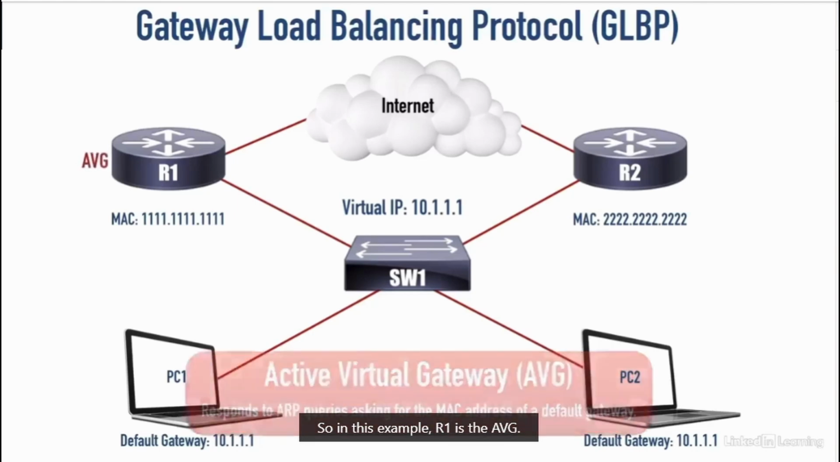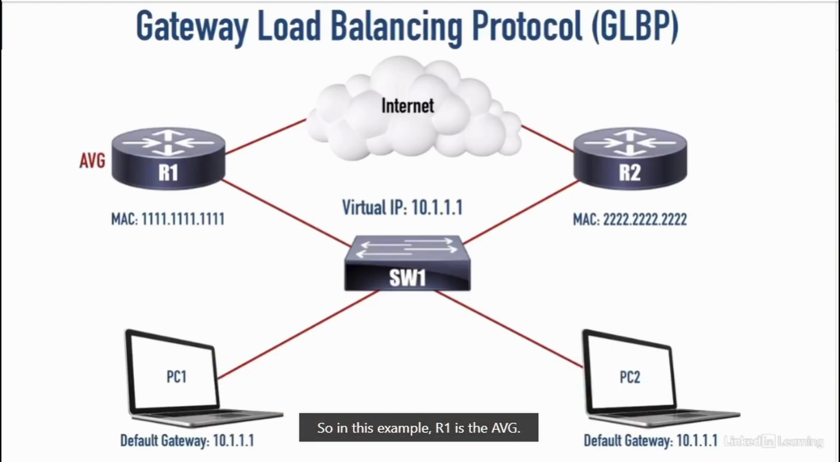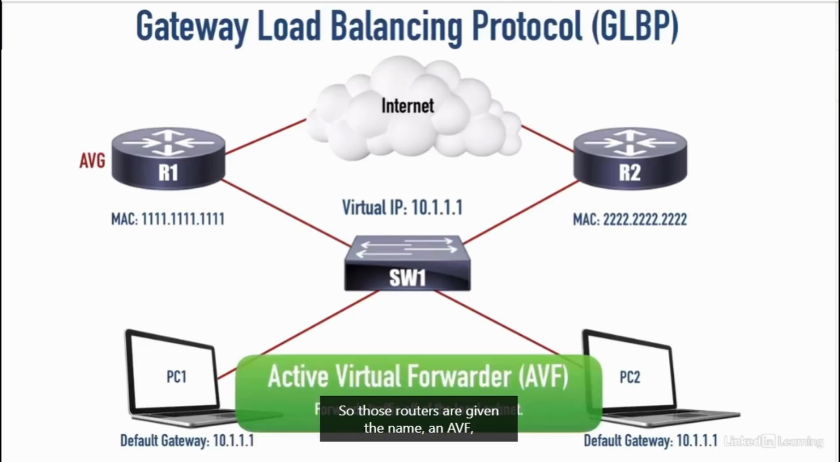So in this example, R1 is the AVG. But both routers, R1 and R2, are capable of forwarding traffic off of the local subnet out to the rest of the world. So those routers are given the name AVF, an Active Virtual Forwarder. They're capable of forwarding traffic off of the local subnet.